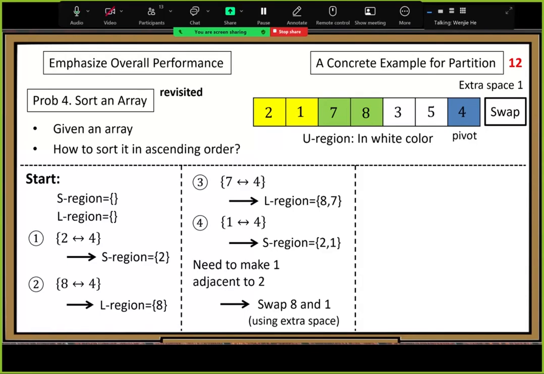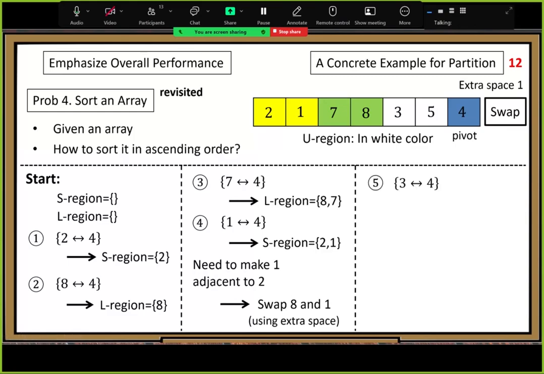So in the A subarray, all the values of the elements should be less than or equal to the pivot element. Then all the values in the B subarray should be greater than the pivot. So that's the condition. Then we start growing the S region and the L region. Let me continue.